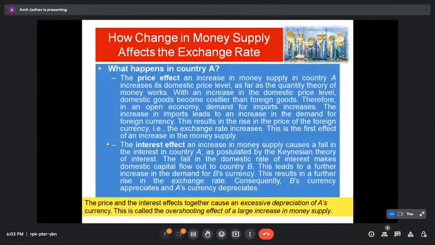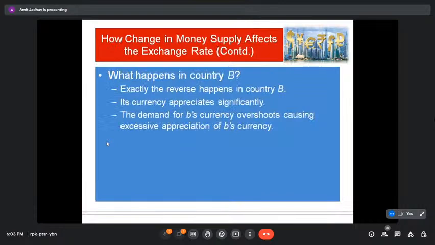Afterwards, we have the interest rate effect also, because when the money supply changes, it has an impact on the interest rate. The interest rate also changes and it has an impact on country B as well as country A. So how does the money supply affect the exchange rate? Exactly the reverse happens in country A: its currency depreciates significantly, and demand for the B currency rises, causing appreciation of the B currency.